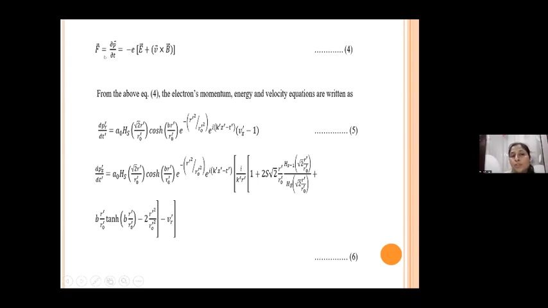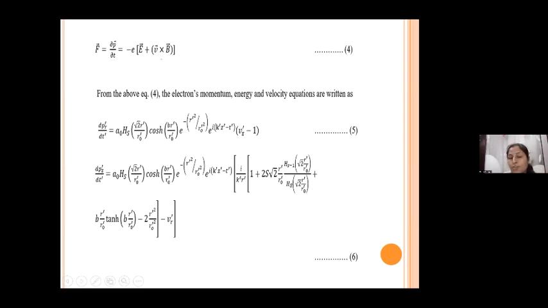And this equation we have taken is called the Newton-Lorentz equation. From this equation, we have calculated the force on the electron by the laser, and then we have calculated the electron's momentum, how it is going, and what the energy is. These are the momentum components of the electrons under the influence of this force.